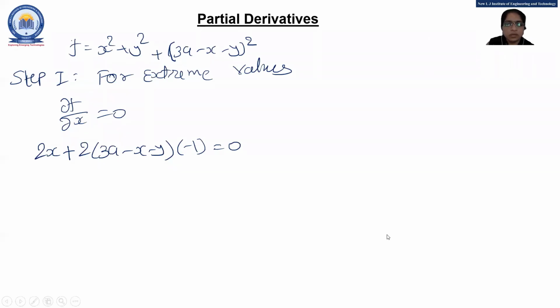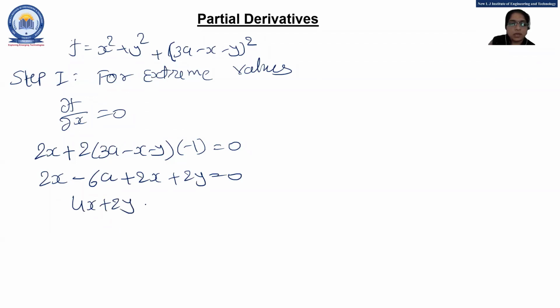Yes, Kushal, you are absolutely right. Very good. So here 2x, after simplifying this, minus 1 into 2, that is minus 2 into 3a, that is minus 6a. Here plus 2x and plus 2y equal to 0. So 4x plus 2y, if I keep this 6a on the right hand side, that is plus 6a. So by taking 2 common, 2x plus y is equal to 3a.